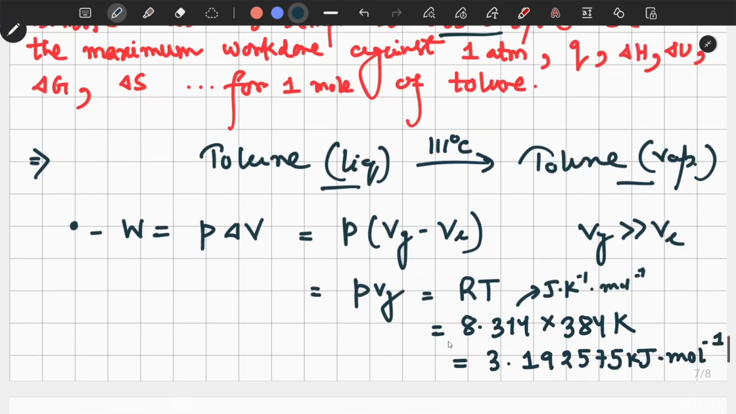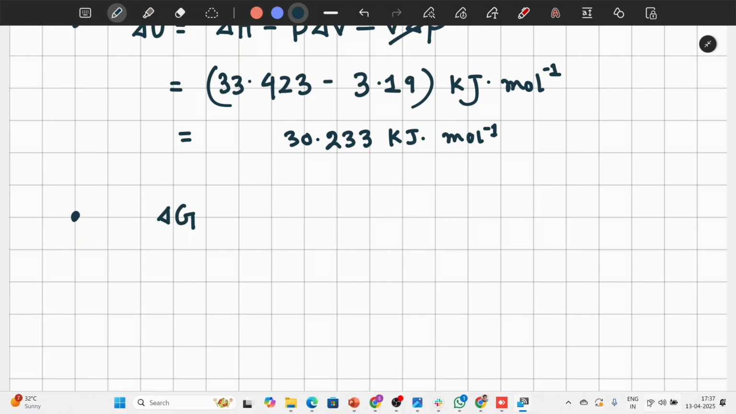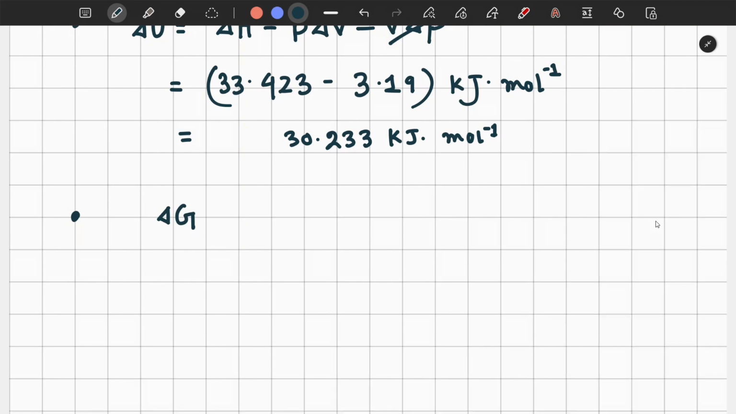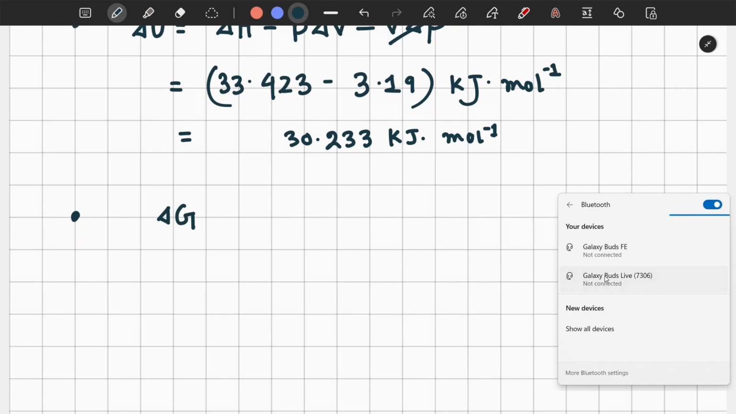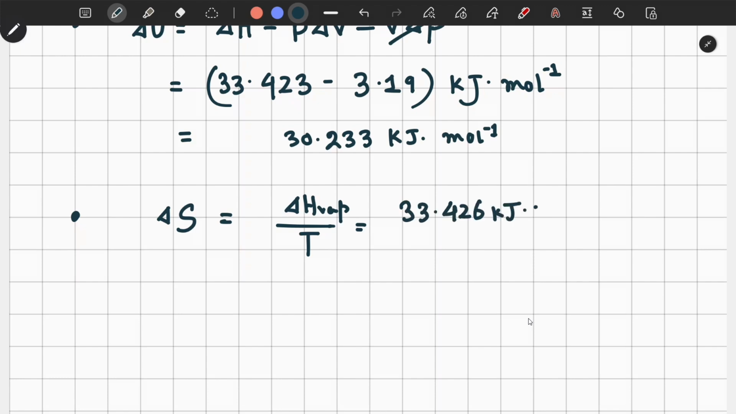And next, calculate del G and del S. Del G, what will be the del G? Del H minus T delta S. That means you need S. And del S will be dq by T, and dq is del H vaporization, so del H by T, where T is the boiling point temperature, 111 degree Celsius.